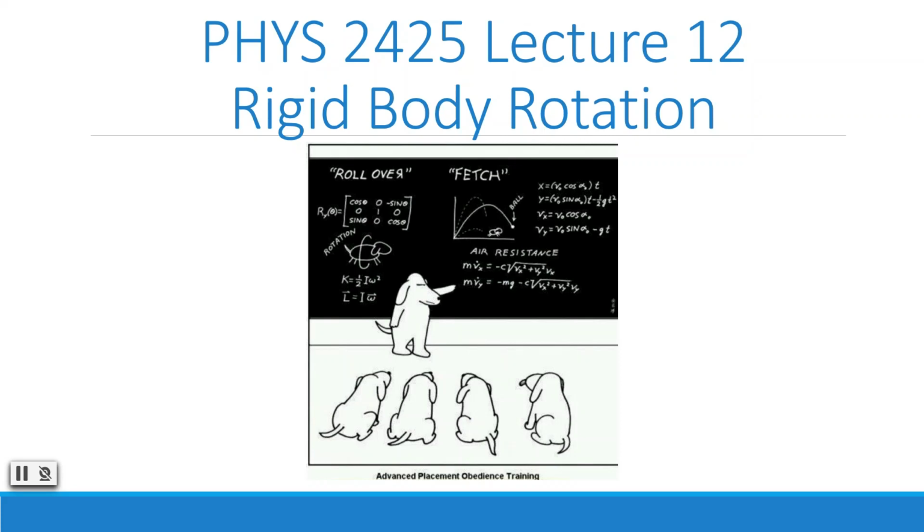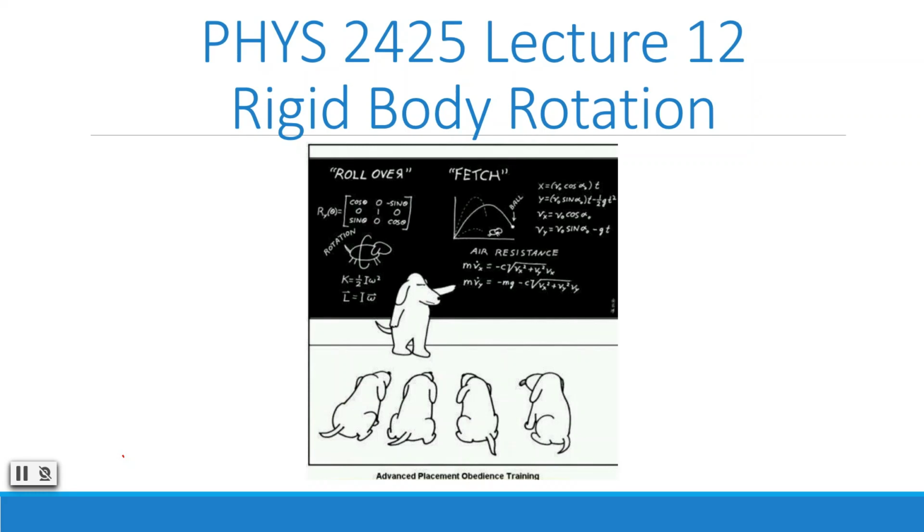All right, welcome to Physics 2425, Lecture 12. This is rigid body rotation. So we're starting into a few sections where we are taking a look at basically everything we did in linear motion, but now we are going to be working in rotational motion.